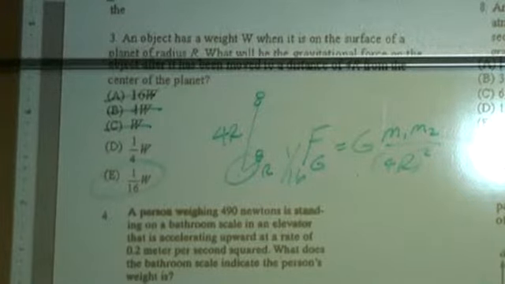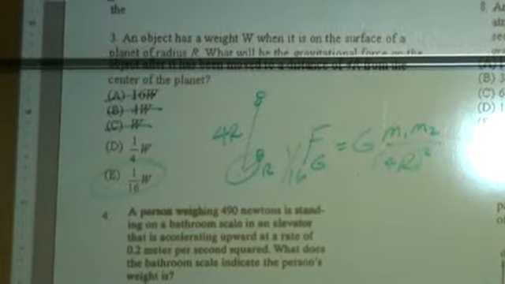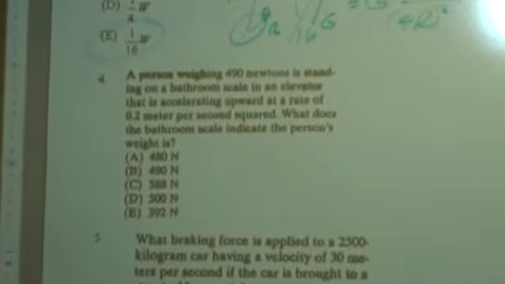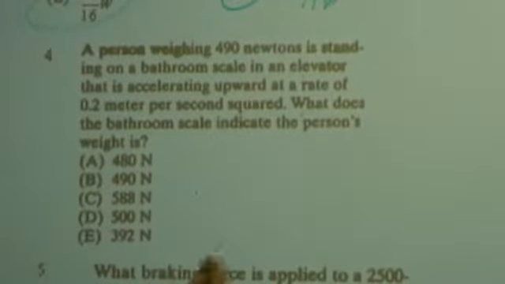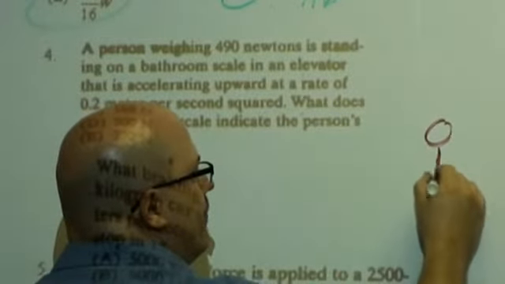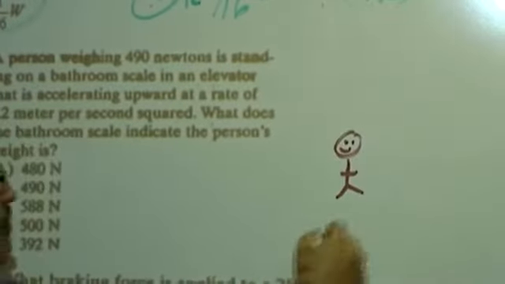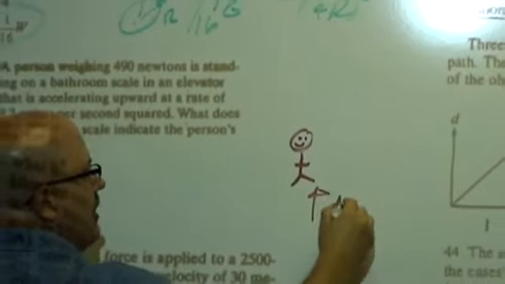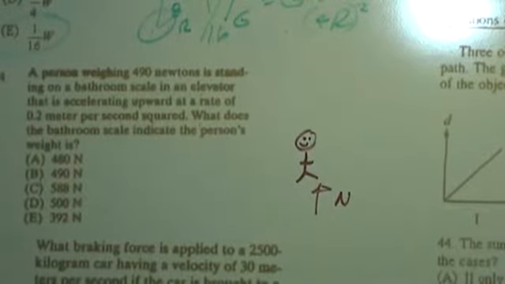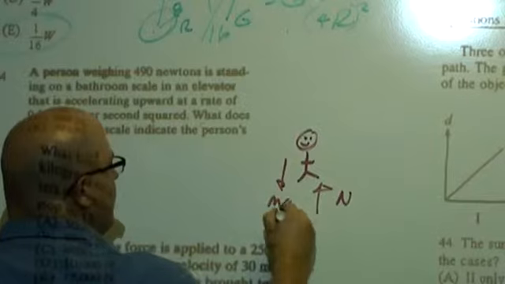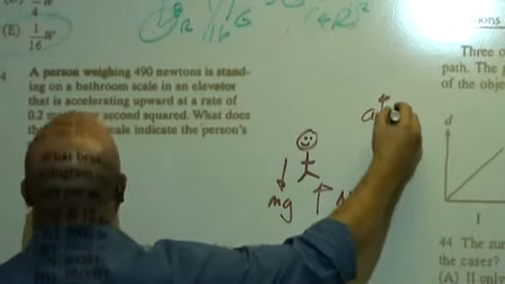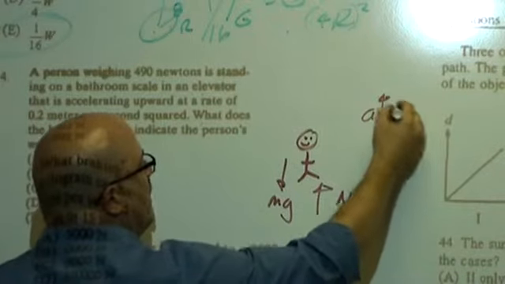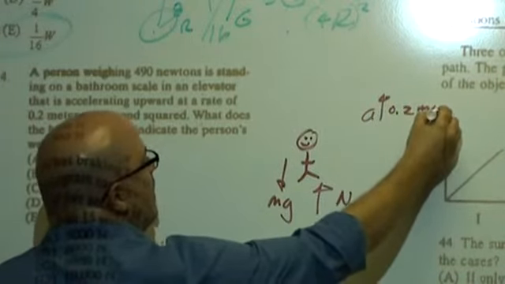All right, number 4, a person weighing 490 newtons is standing on a bathroom scale in an elevator, which is accelerating up at a rate of 0.2 meters per second squared. What does the bathroom scale indicate the person's weight is? All right, so person. Okay, bathroom scale force up, which is otherwise known as the normal force, and you've got mg down, right? And you're accelerating up. So my acceleration is up this way at 0.2 meters per second squared.